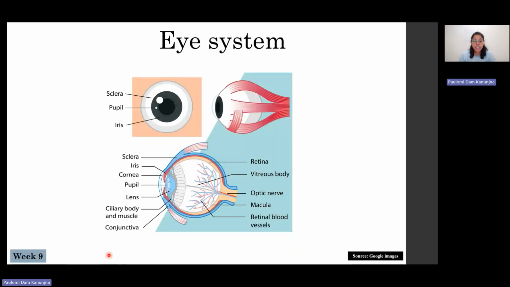Okay. Right. And next week, which is week 9, we move to the visual system, which is about the eye, which is about the process of seeing.